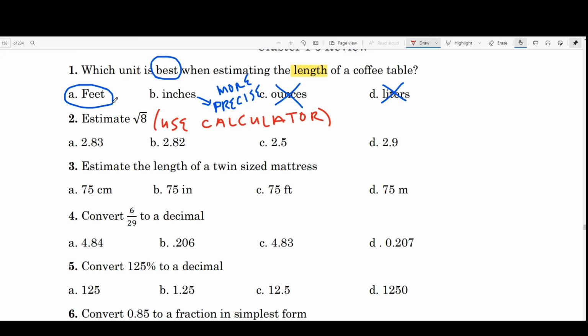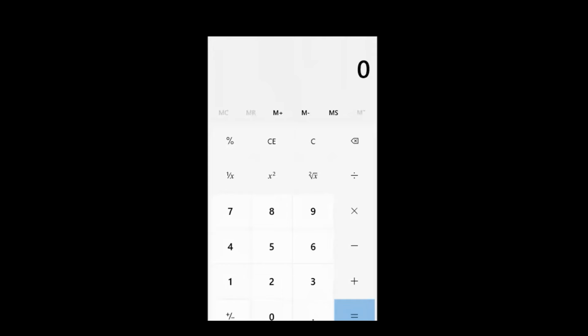No? I don't know how I'll be able to show it. Let me see. Okay. Can you see the calculator now?